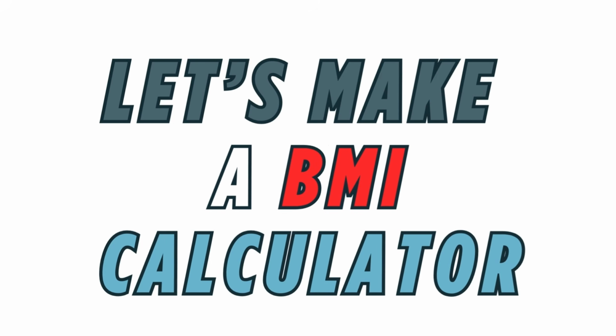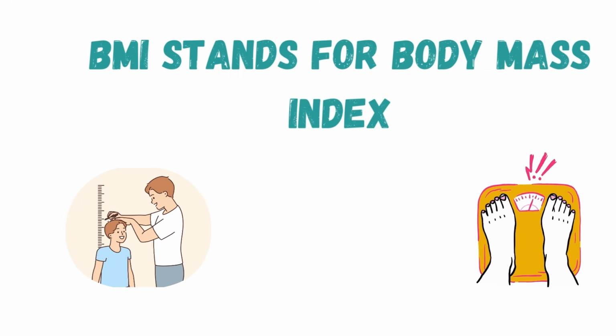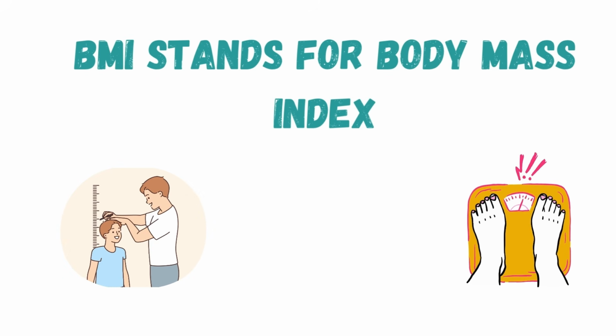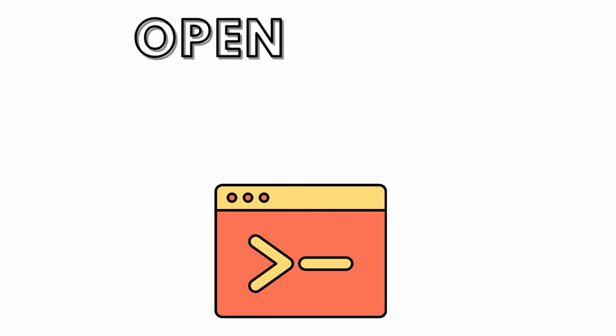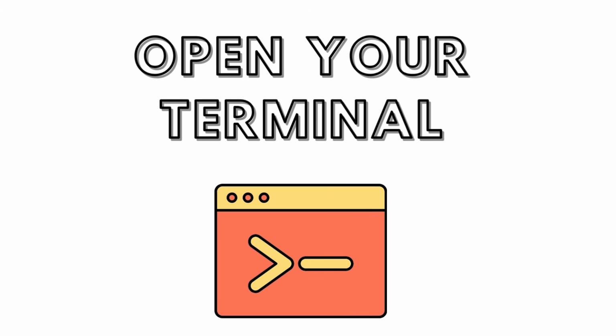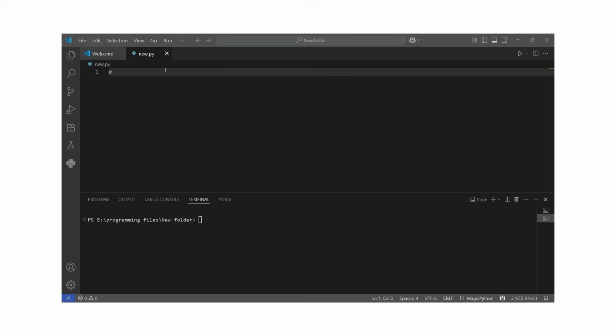Now let's make a BMI calculator. BMI stands for body mass index. To make this, we need the formula, right? The formula is weight divided by height squared. Okay, now let's open your terminal and see how to do this.